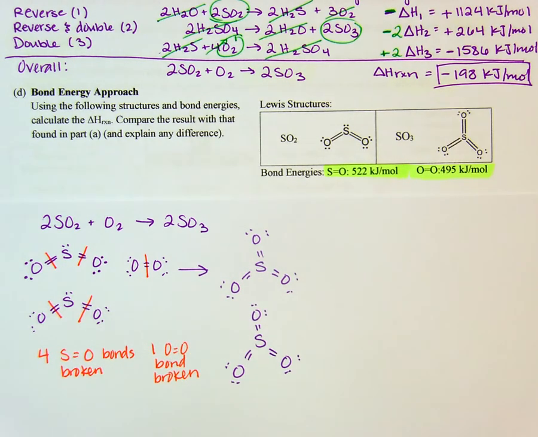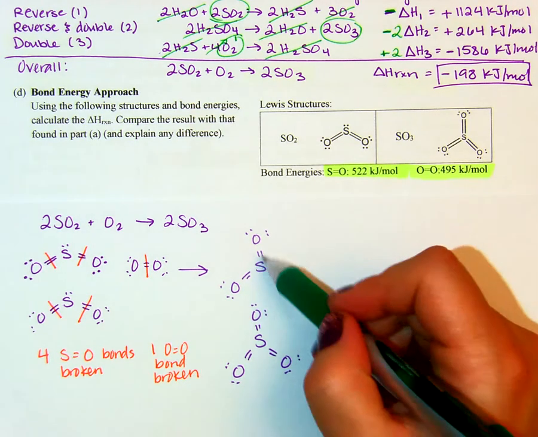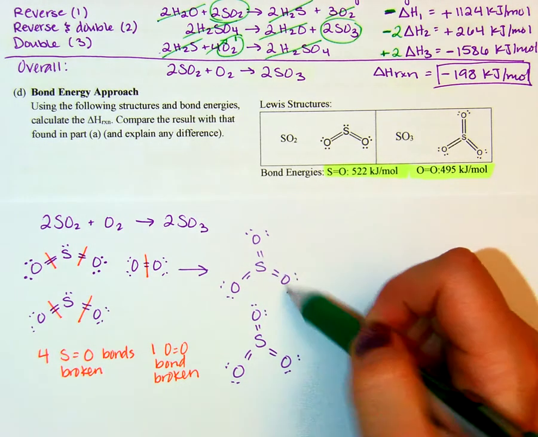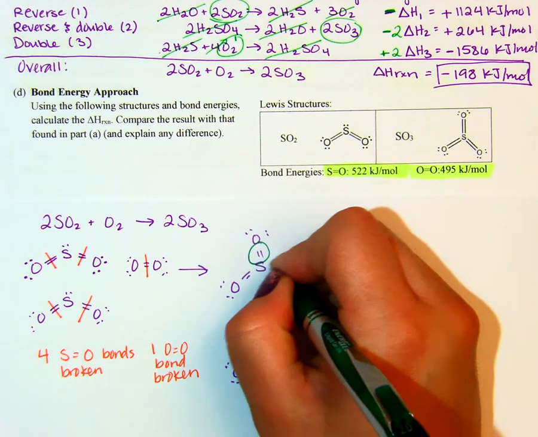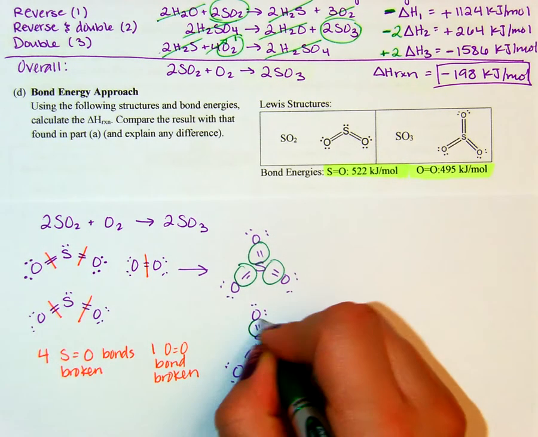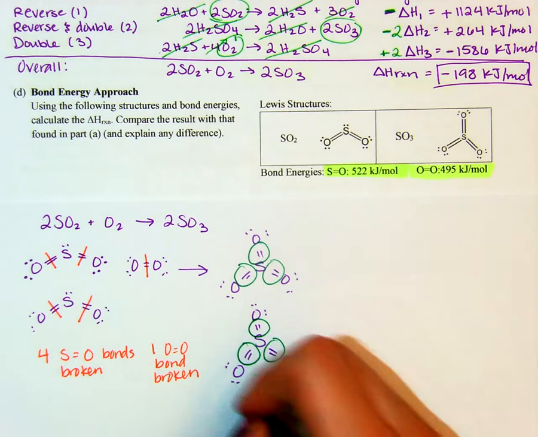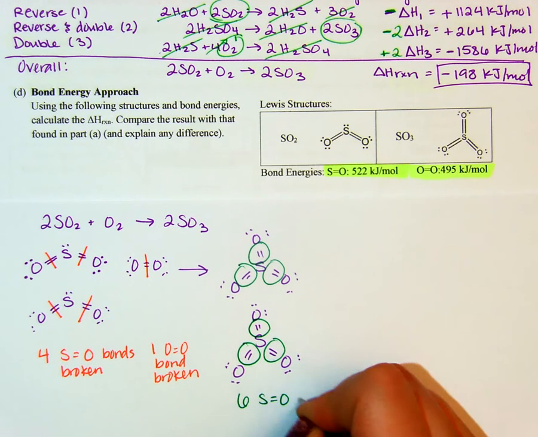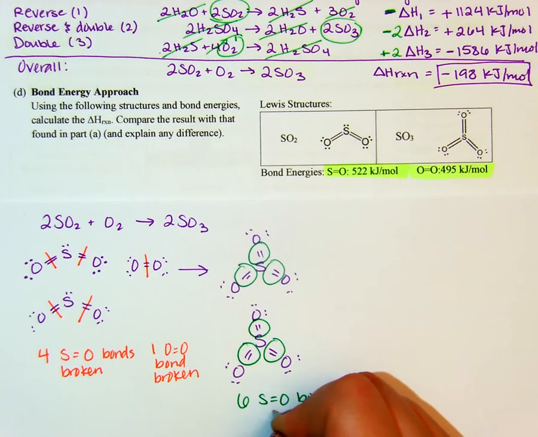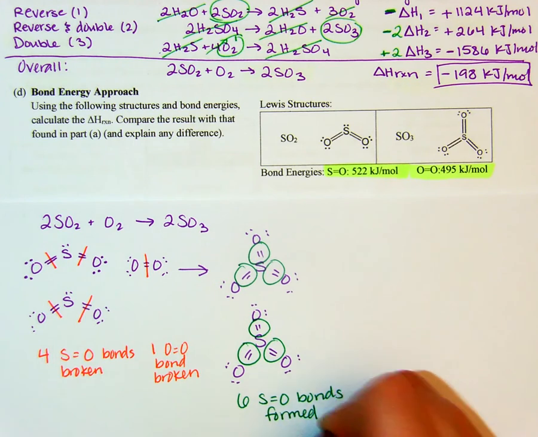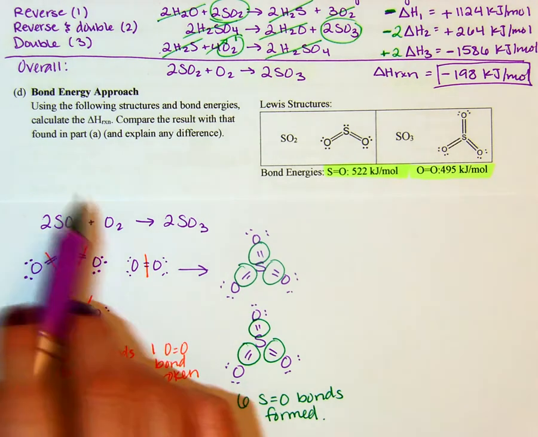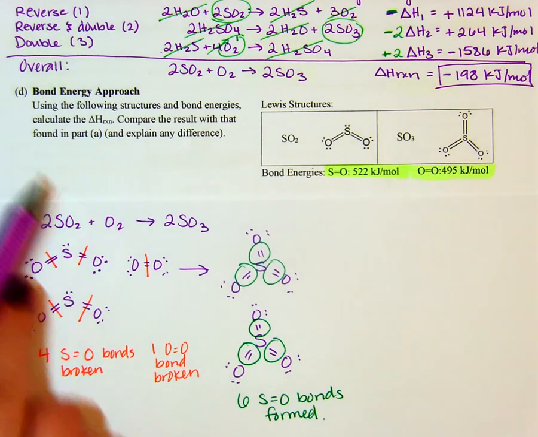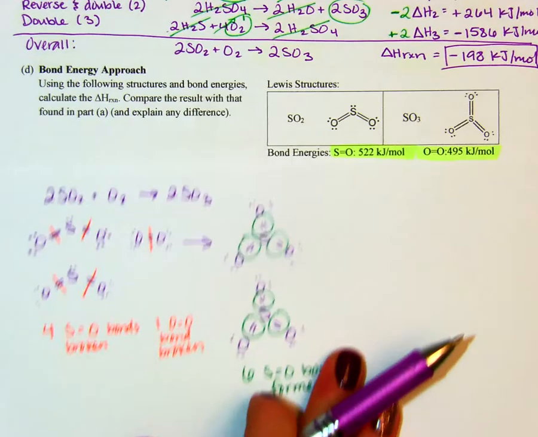And then let's look at our product side. How many bonds are going to need to be formed? Because now we have a bunch of oxygens and sulfurs floating around. They need to connect together. So we have 1, 2, 3, 4, 5, 6. So we have 6 SO bonds formed. Okay, so keeping that in mind, that is how we figure out the bonds that we have broken and that we have made. So I'm just going to write the bonds we've broken and the bonds that we've formed right here on our notes page.